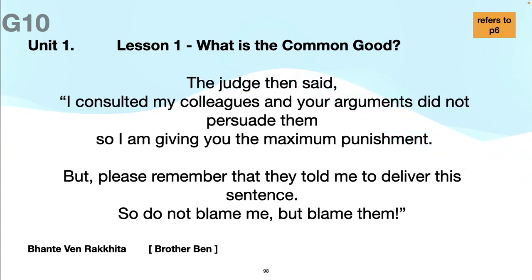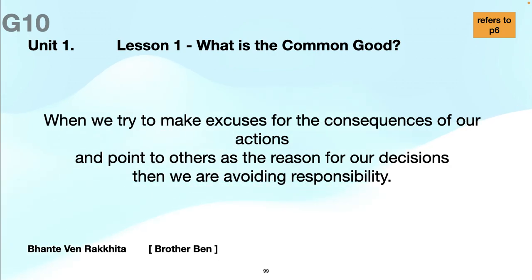The judge then said, "I consulted my colleagues, and your arguments did not persuade them. So I am giving you the maximum punishment. But please remember that they told me to deliver this sentence. So do not blame me, but blame them." When we try to make excuses for the consequences of our actions and point to others as the reason for our decisions, then we are avoiding responsibility.